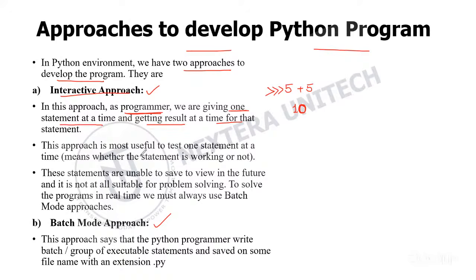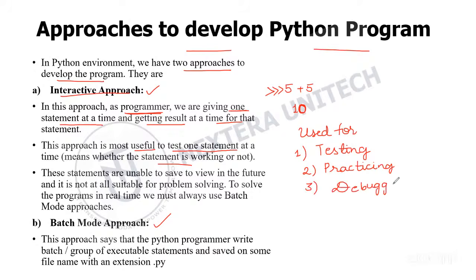This approach is most useful to test one statement at a time. To check whether the statement is working or not, we can use the interactive approach. This interactive approach is used for firstly testing, and practicing, and debugging small code. The interactive approach doesn't save your data to view in the future, okay? It is only suitable for testing, practicing and debugging. So it doesn't save the data to view in the future, so it is not suitable for problem solving.